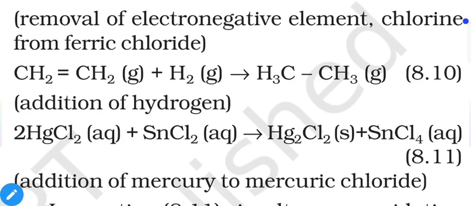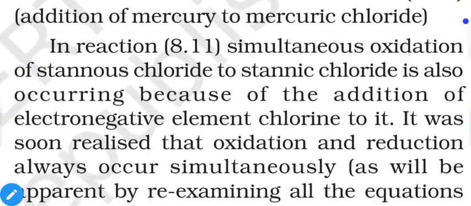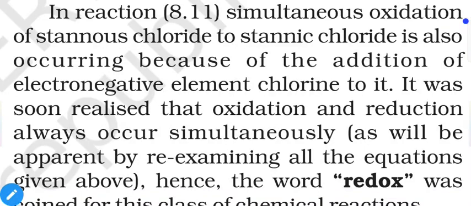Similarly, HgCl2 plus SnCl2 gives Hg2Cl2 and SnCl4. In HgCl2 we add Hg and get Hg2Cl2. So it is addition of an electropositive element, that means it is reduction. All of these reactions represent reductions. But at the same time we have some oxidation going on. In the last reaction, oxidation of stannous chloride to stannic chloride is also occurring because of the addition of the electronegative element chlorine to it.